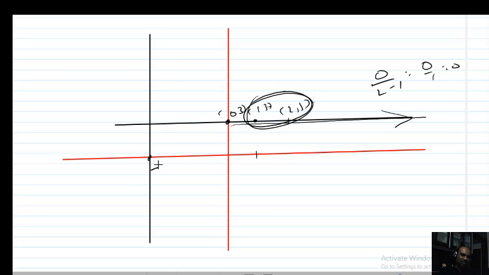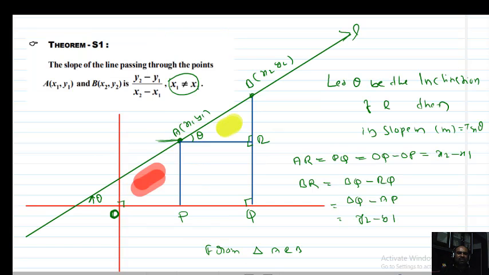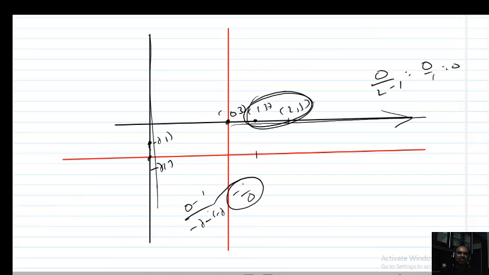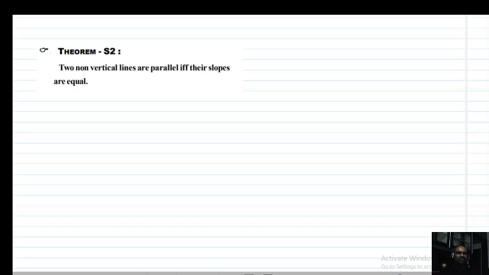Take this line, and for example this is (-7, 0), this is (-7, 1), (-7, 2) and so on. Find slope: 0 minus 1 by -7 minus (-7), that is 0, not defined. That's why the slope of a vertical line is not defined. Note, if x1 equals x2, then the line AB is vertical and hence its slope is not defined. If x1 equals x2, the line becomes vertical, then its inclination becomes 90 degrees, then tan 90 is not defined, so its slope is not defined.